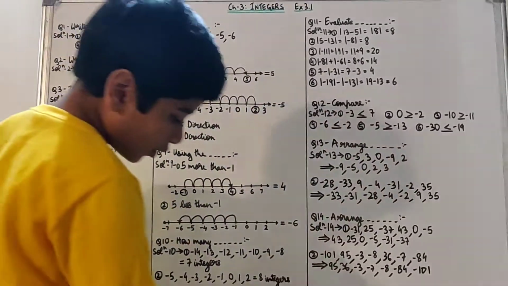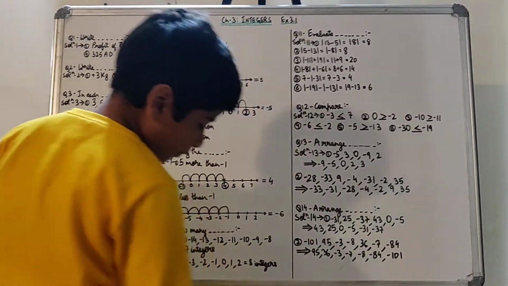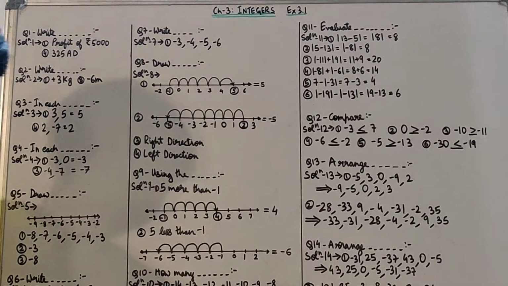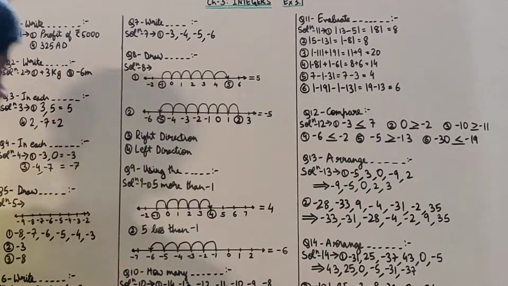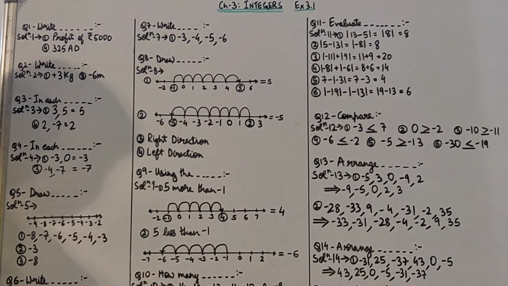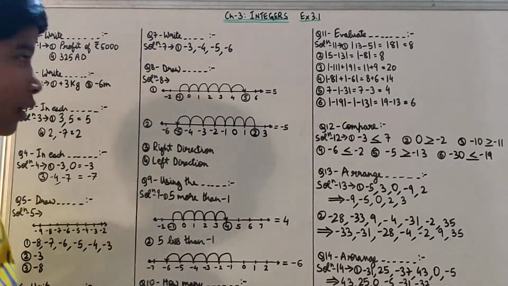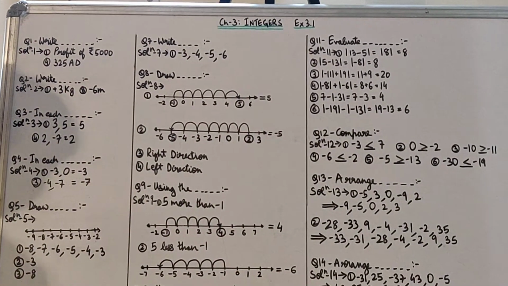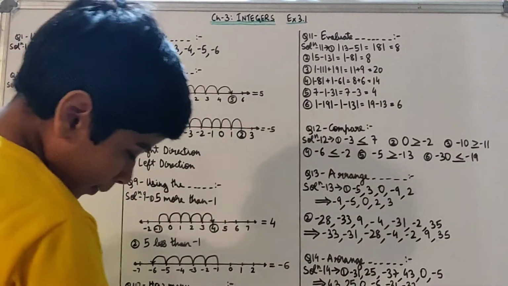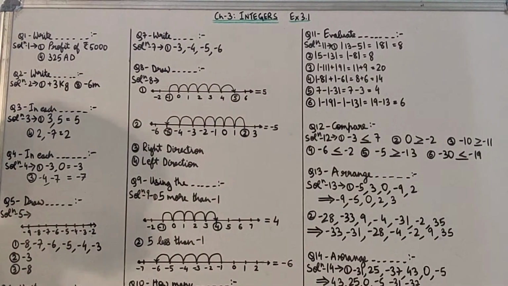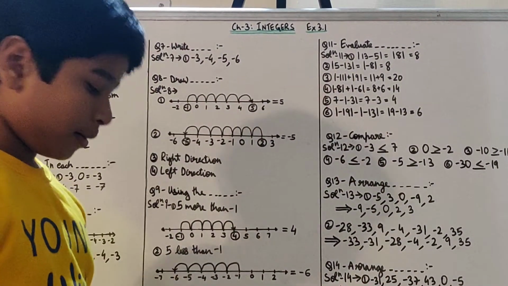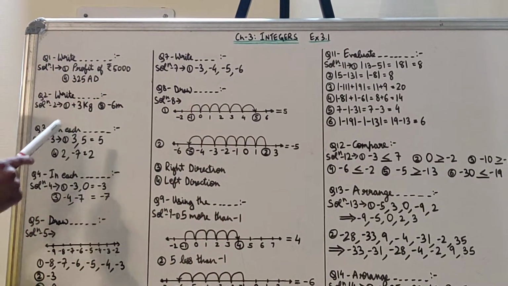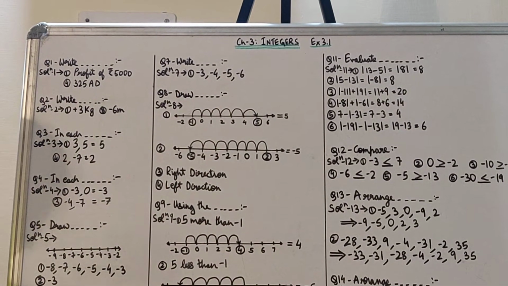First is, write the opposite of the following. First is loss of rupees 5,000. The opposite of loss is profit. Profit of rupees 5,000. Then 325 BC. BC means before Christ. It is a term used in history. And the opposite of BC is AD. So 325 AD will be the answer.